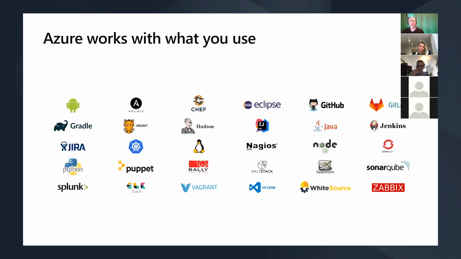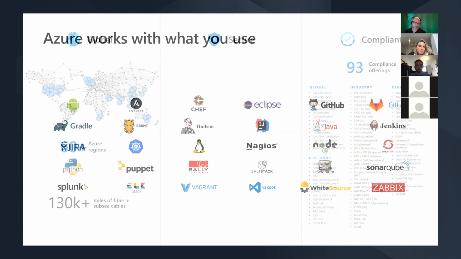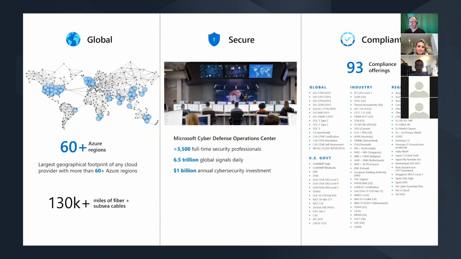Here is another view of all the different types of things you can use with Azure. Like I say, you don't have to use Visual Studio, you can use Eclipse. If you're running on a Mac, you can use Visual Studio Code. We try and make it as accessible as possible to developers. We have 60 plus regions around the world, and one of the largest networks in the world, with cables overseas, undersea, etc. In terms of trust, in a lot of surveys Microsoft comes up as the most trusted company in the world, certainly in the technology space.